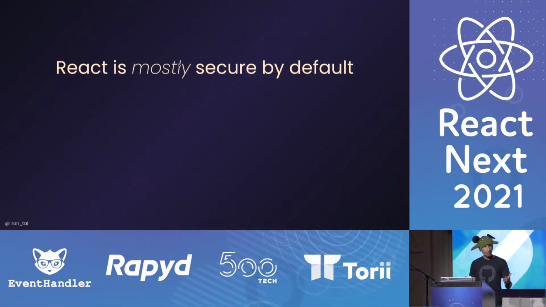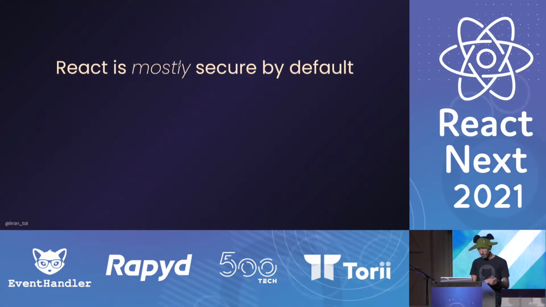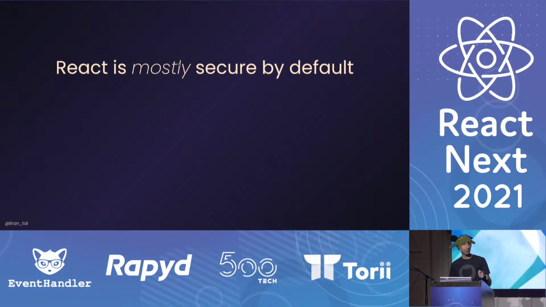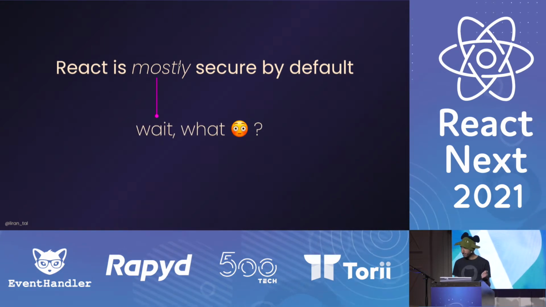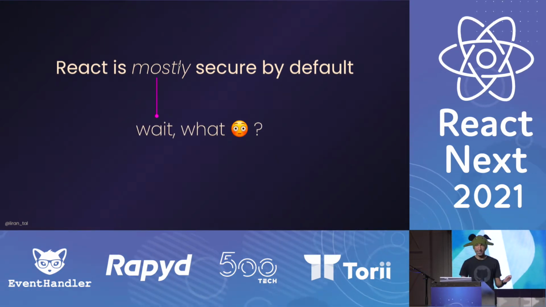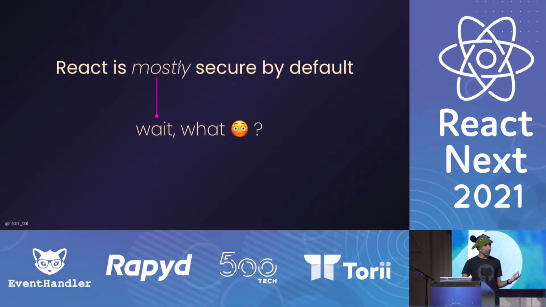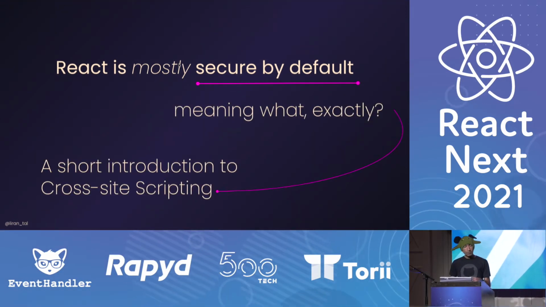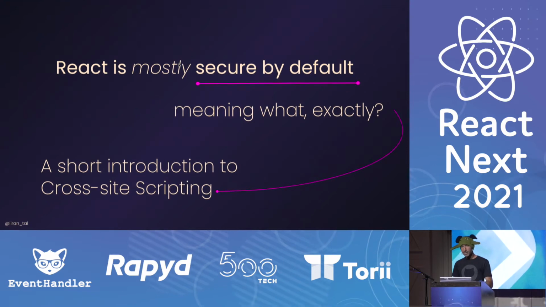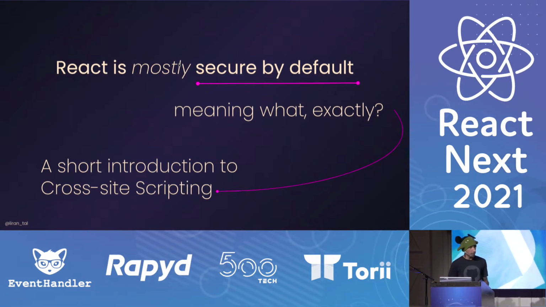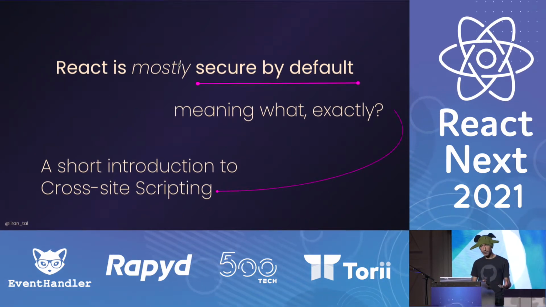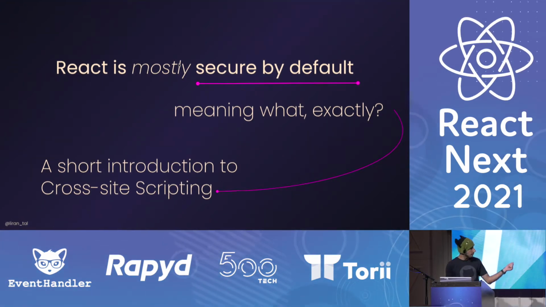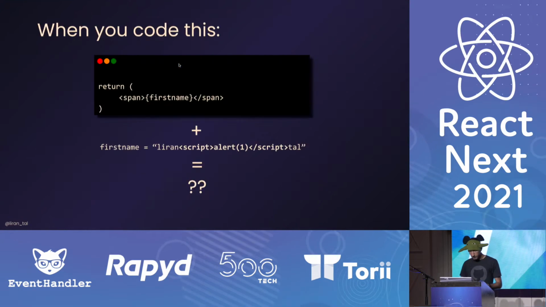And today, we are talking about application security. I'm going to say React is mostly secure by default. And at this point, you're all probably saying, what do you mean, mostly? I thought React is secure, right? Modern front-end frameworks. Well, to understand what that means, we need to break it up into two things. First of all, what does it mean to be secure by default? And secondly, we need to understand what cross-site scripting, or XSS, attacks are.